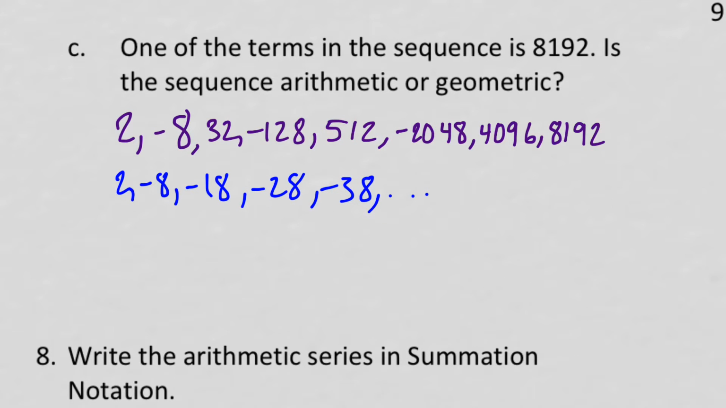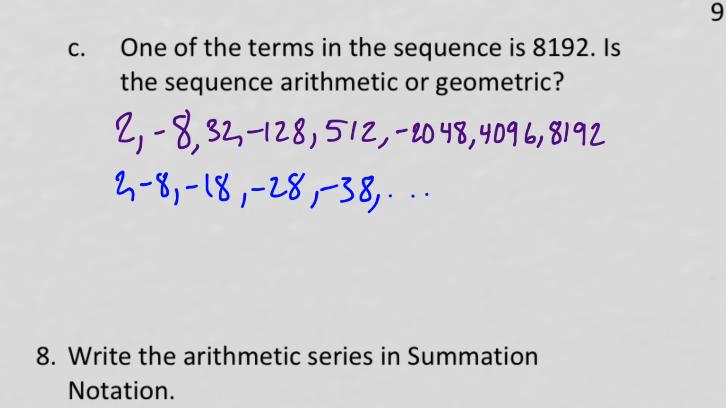arithmetic or geometric? I compared them both and I figured out that it has to be geometric. Because look at the way the geometric one is changing. It's increasing, changing signs, right? 2, -8, positive 32, -128, positive 512, -2048, and so on. So I kept it going a little bit more to get to that number 8192.